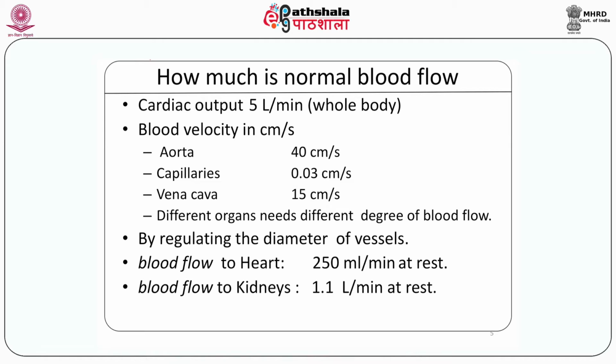The heart has the highest oxygen consumption per tissue mass of all human organs. The resting coronary blood flow is 250 ml per minute. This represents 5% of the cardiac output. The renal blood flow is the volume of blood delivered to the kidneys per unit time. In humans, both the kidneys receive roughly 25% of cardiac output, amounting to 1.1 liters per minute in a 70 kg adult male.